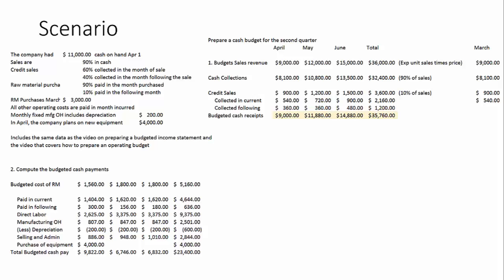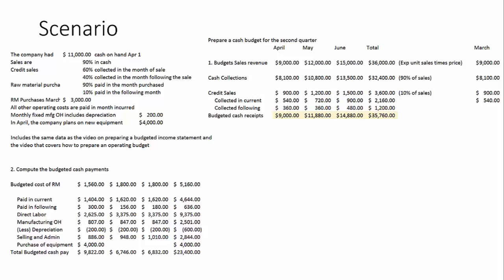The direct labor, manufacturing overhead, those two lines are coming from that first video where I walked through the math and the logic of calculating an operating budget. So manufacturing overhead and the direct labor, you will have to look there on how those calculations are working. Then we have to take out depreciation.